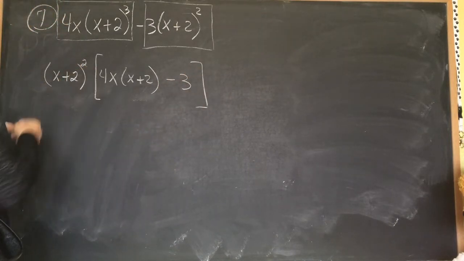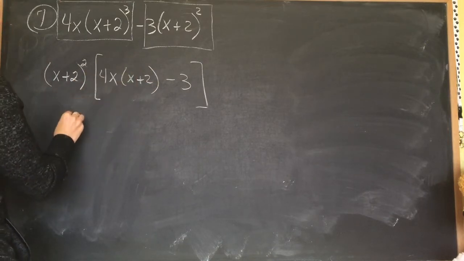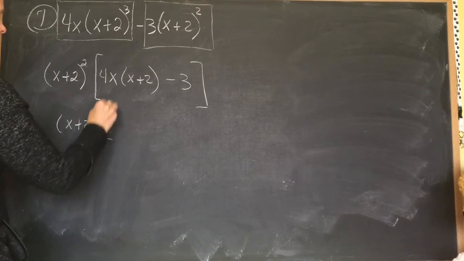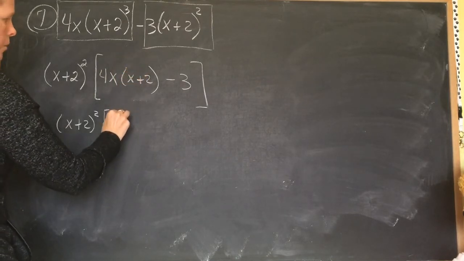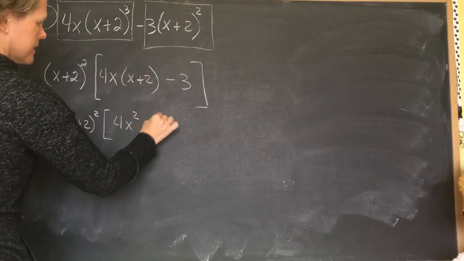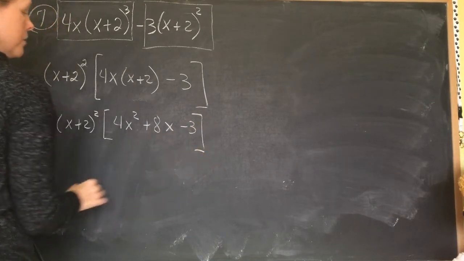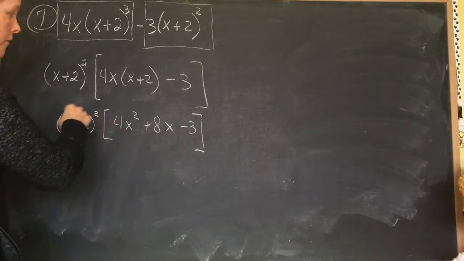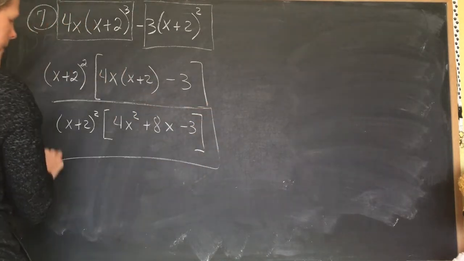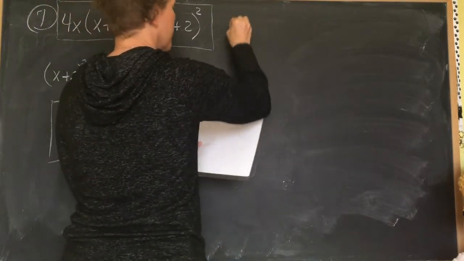Well, now I don't have any negative exponents. I don't have any fractions. So now I'm just going to clean up that bracket there. So my final answer is going to be x plus 2 squared. Here, if I distribute, I get 4x squared. Distribute again, I get 8x. And then I have that minus 3. I do not need you to distribute. I don't need you to FOIL anything. Just clean up what's inside those brackets, and then you could be done. All right, last one here, number 8.